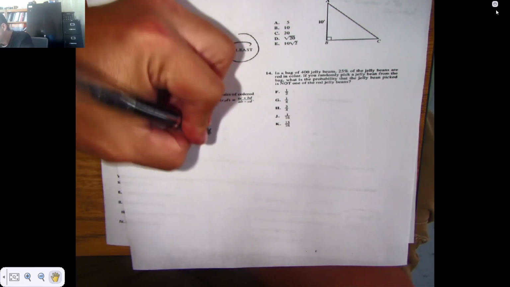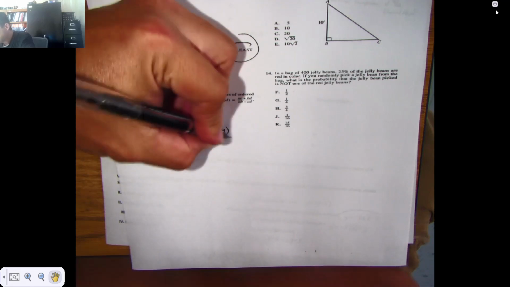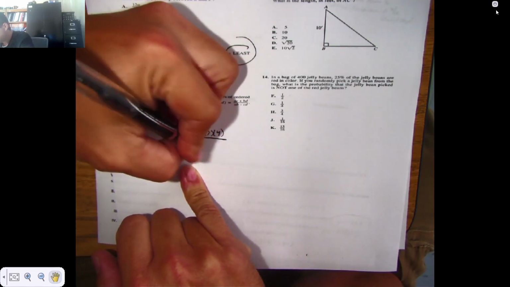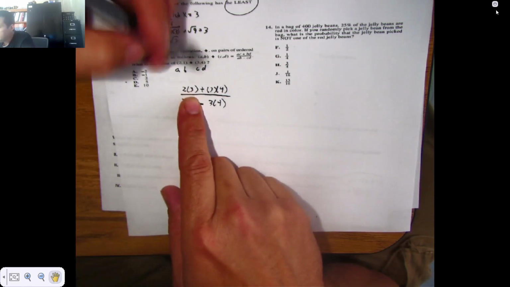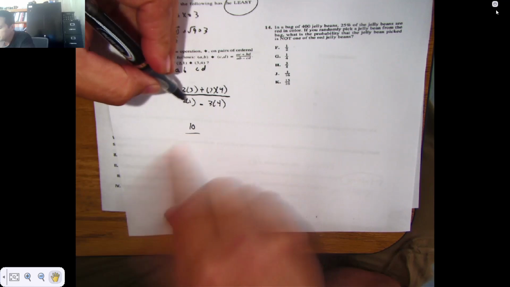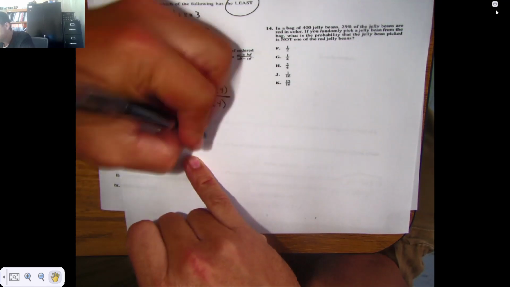So this says A times C, which would be 2 times 3, plus B times D, which would be 1 times 4. And it is sitting over A times B, 2 times 1, minus C times D, 3 times 4. Now I'm just going to crank out the numbers. The numerator here, this makes a 6, that makes a 4, that's a 10. The denominator is going to be 2 minus 12, which is negative 10, and 10 over negative 10 is negative 1. That's how hard that problem is.